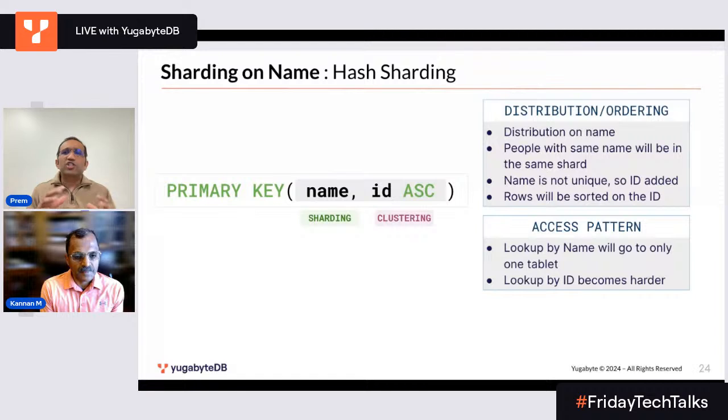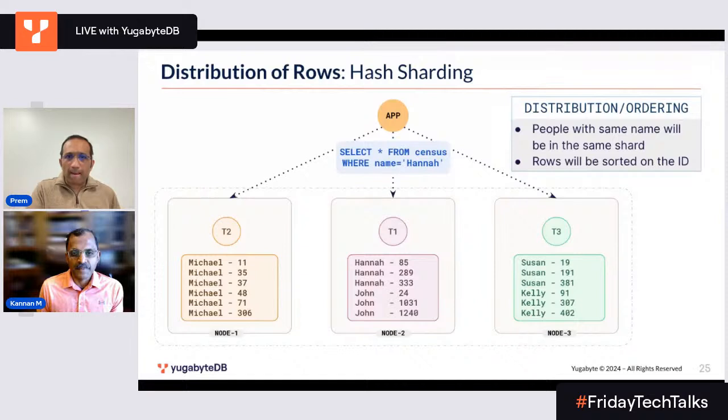For this, you have to distribute your data based on name. You have to specify the name column as the sharding column. But because name is not unique in our data set, that's because multiple people can have the same name, you need to specify one or more additional columns as a part of the primary key. This should be in the clustering part and not in the sharding part. For the people with the same name, rows will be sorted on the ID.